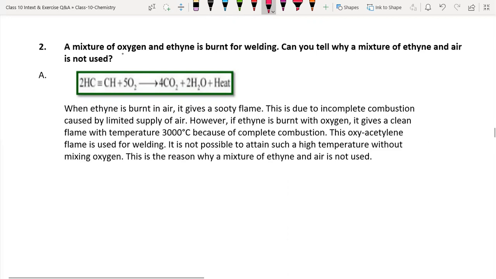A mixture of oxygen and ethyne is burned for welding. So this is the information they are giving. Oxygen and ethyne, but it is yne, there will be a triple bond, and oxygen, O2, burned for welding. Can you tell why a mixture of ethyne and air is not used? Why only oxygen? Why not air?